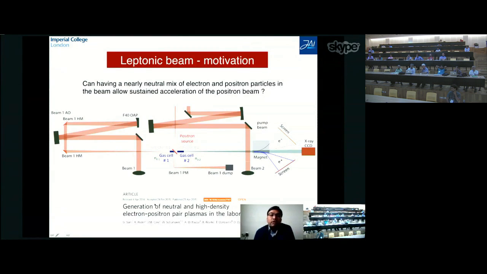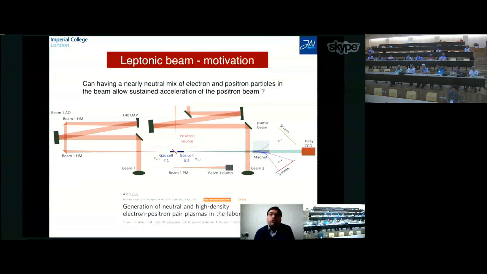And the reason this is being proposed is because earlier using the Gemini laser, it has been analyzed that you can actually generate a neutral and high density electron positron pair plasma, where the electron positron beam basically has the same sort of energy profile as the original electron beam.